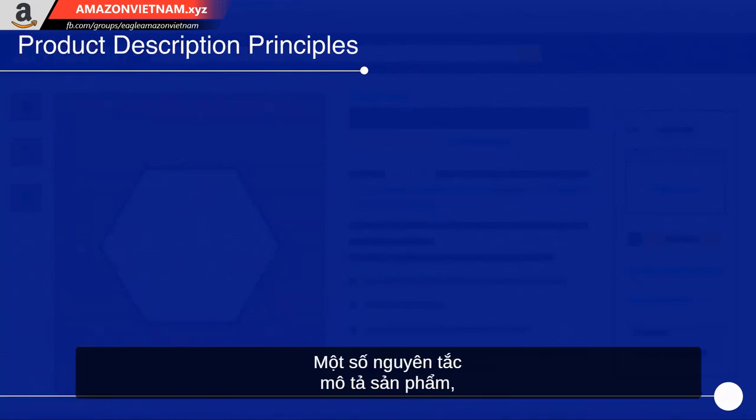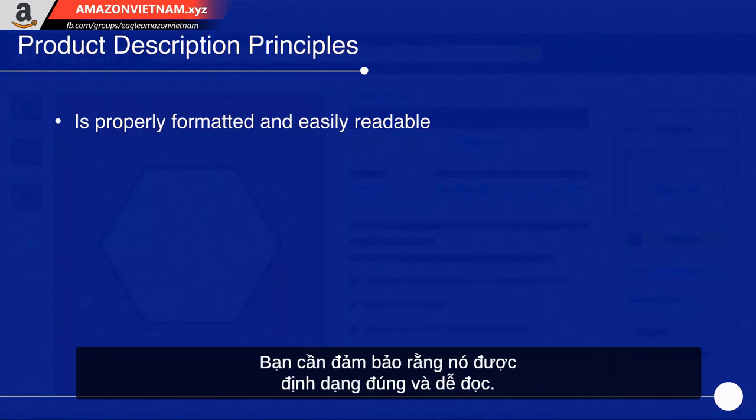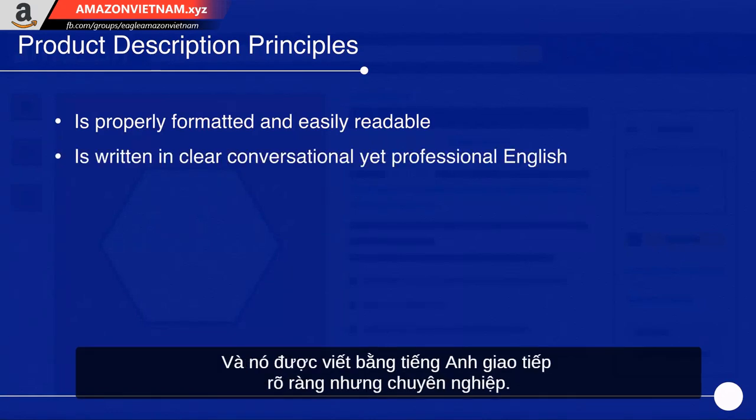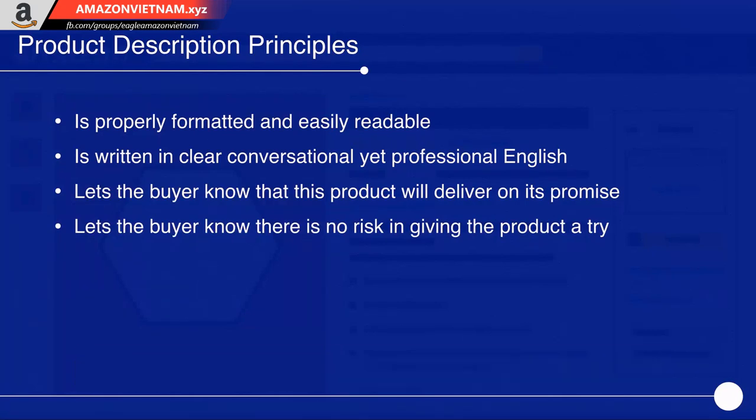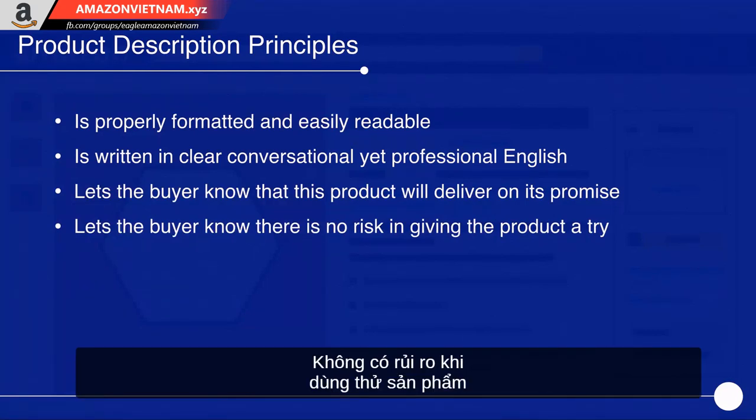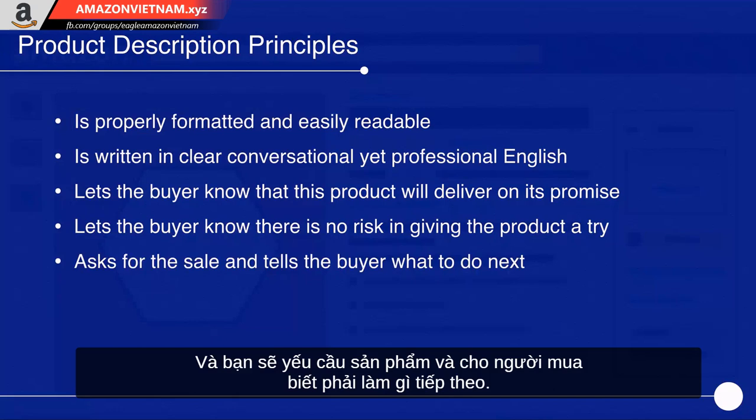So some product description principles. You need to make sure it is properly formatted and easily readable, and it is written in clear, conversational yet professional English. And it lets the buyer know that this product will deliver on its promise. And it also lets the buyer know there is no risk in giving the product a try. And you're going to ask for the sale and tell the buyer what to do next.